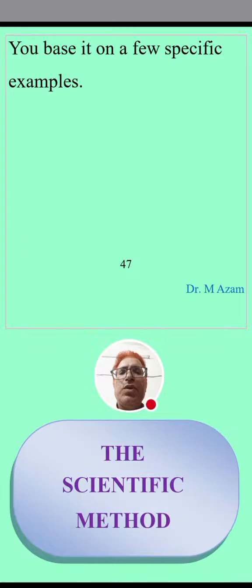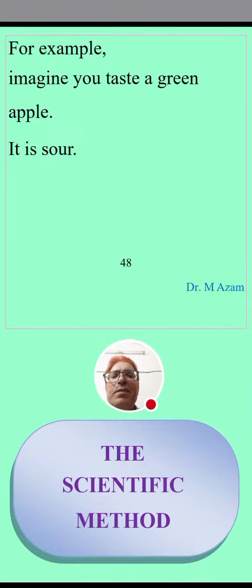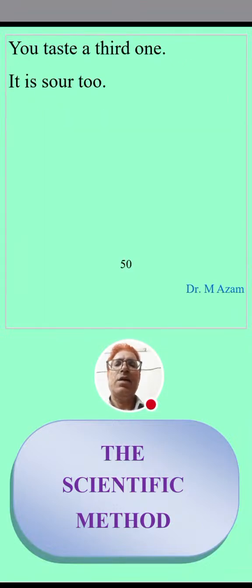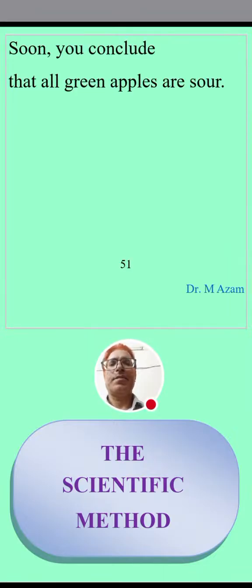Yes. So you base it on a few specific examples. For example, imagine you taste a green apple. It is sour. It is not sweet. You taste a second green apple. It is also sour. You taste a third apple. It is sour too. Soon you conclude that all green apples are sour.